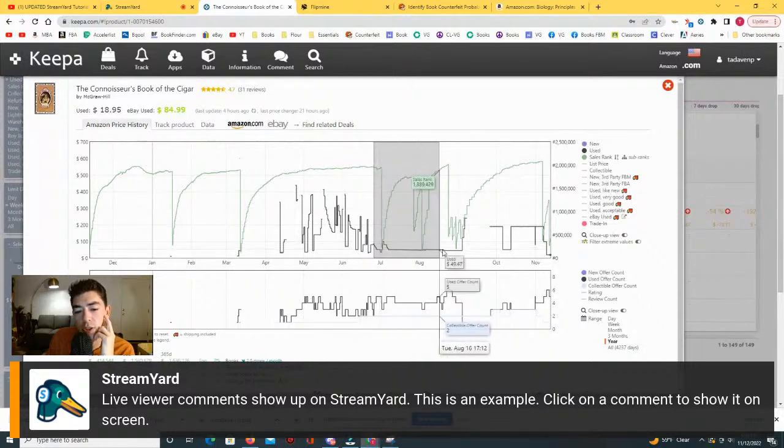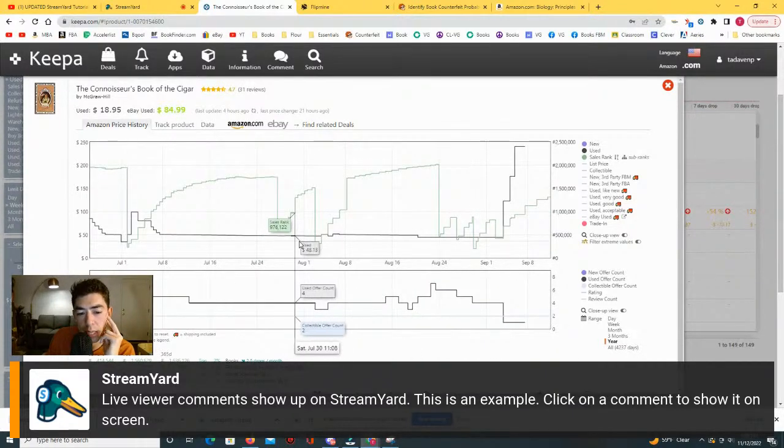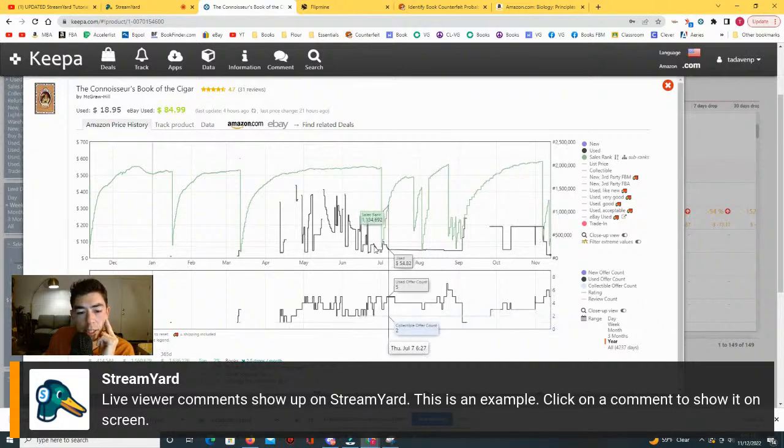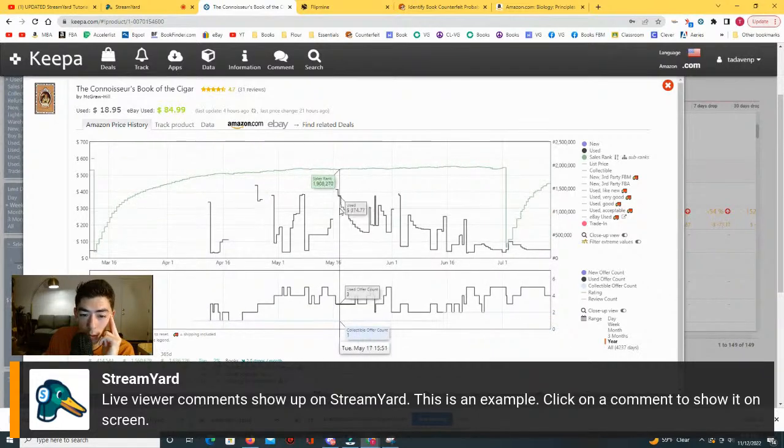Okay, so this is also interesting. This book has sold a number of times for $48 and $44. And this book has been wild. Like the used price has gone all the way up to $300.